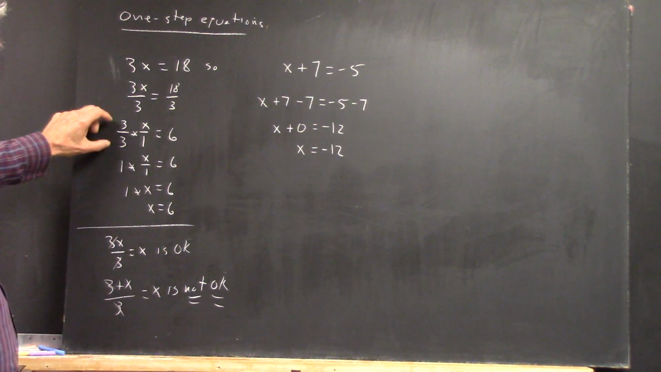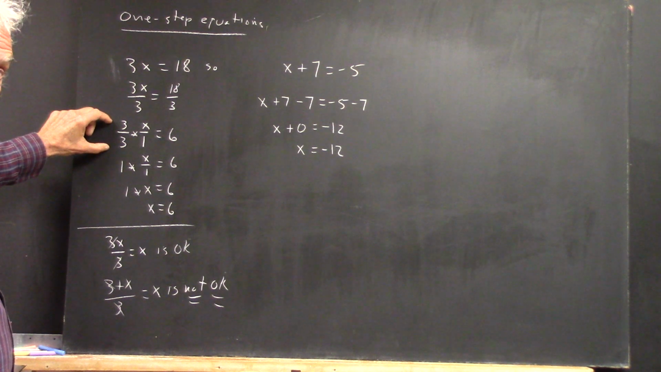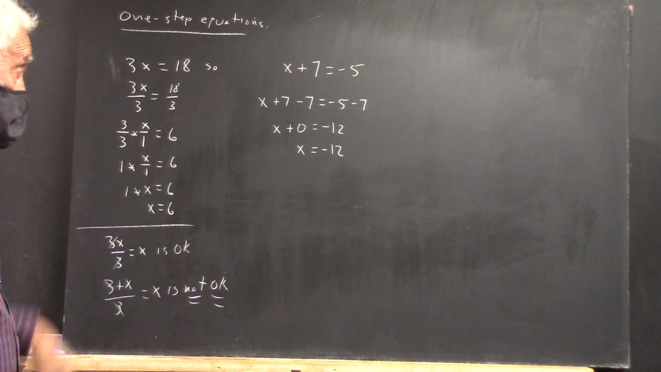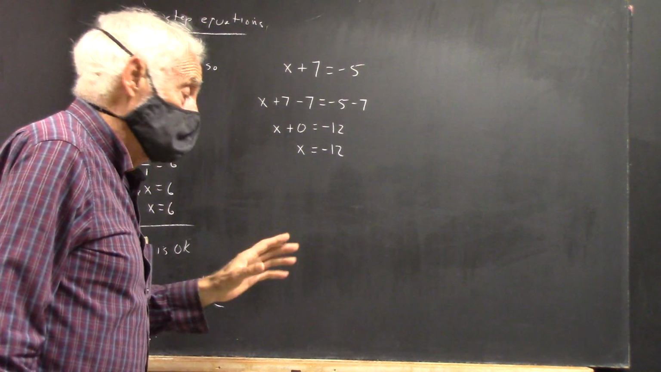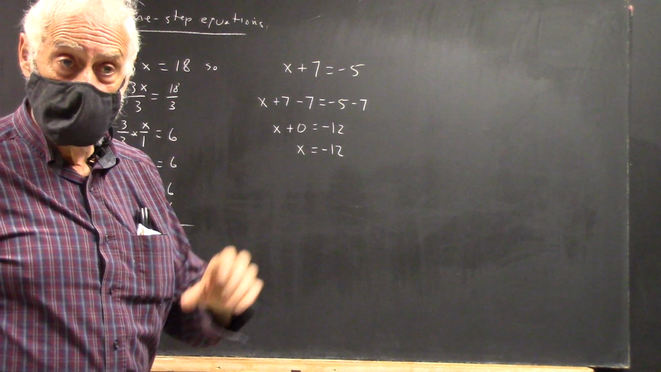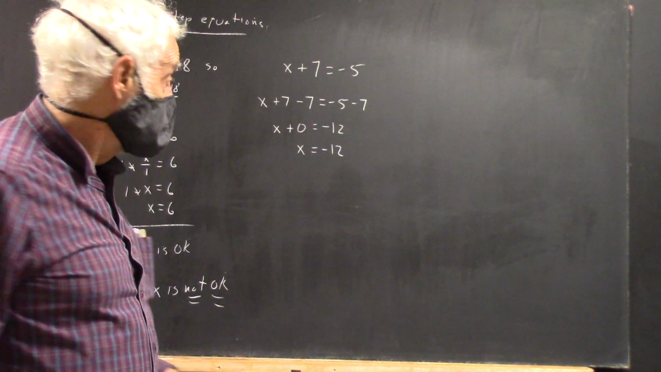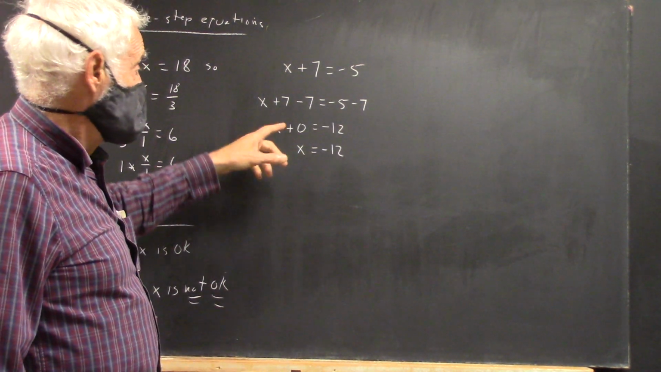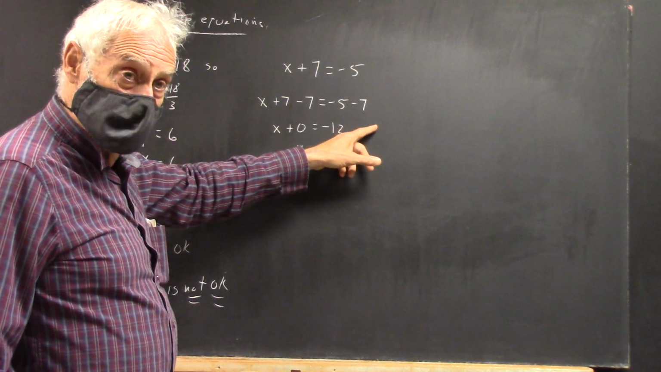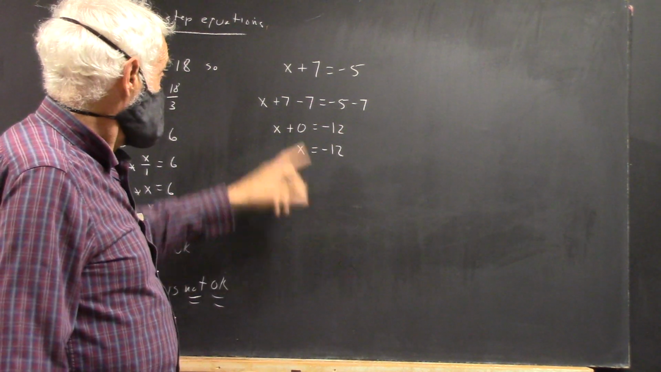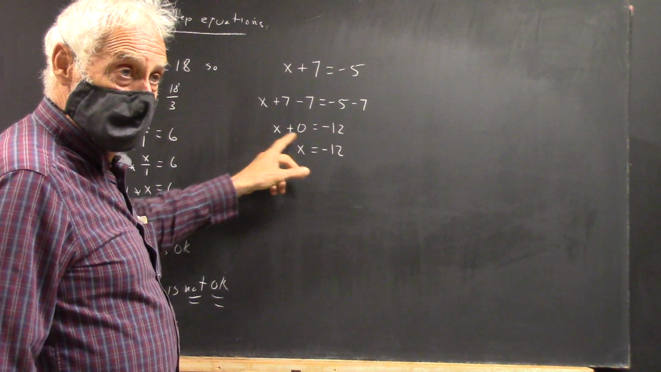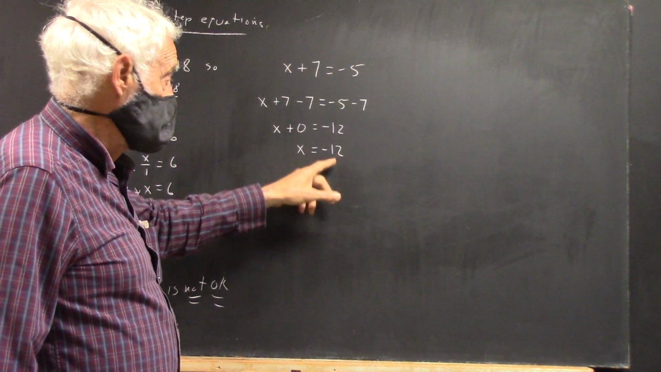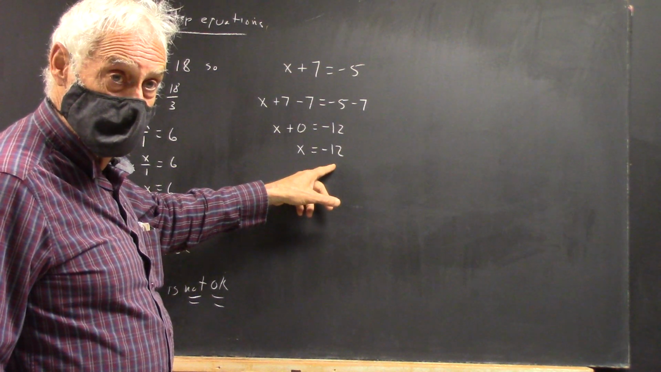Well, that's what I've done here. I said that this thing is a factor. And now, if you want to cancel at that point, it's okay. So be sure when you cancel, you're canceling factors. Very important. Okay, x plus 7 equals -5, so we can subtract 7 from both sides. 7 minus 7 is 0. X plus 0 is x. Of course, -5 minus 7 is -12, so there's our result.